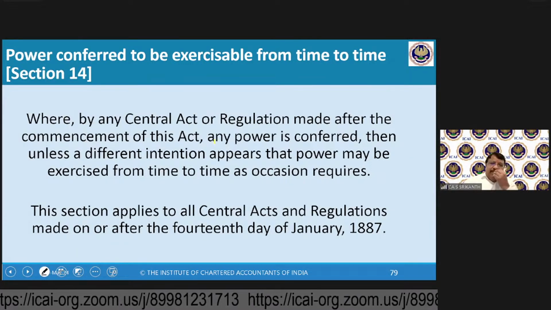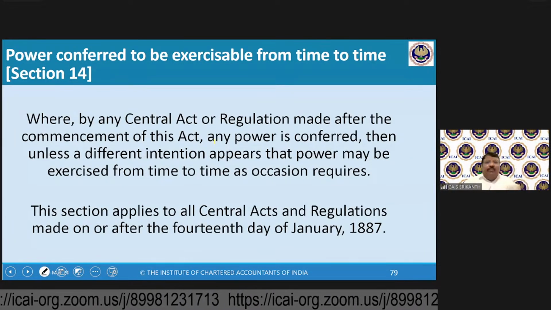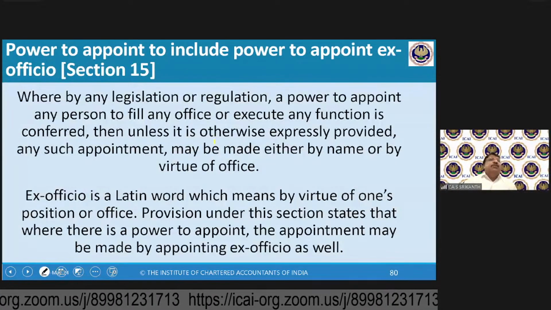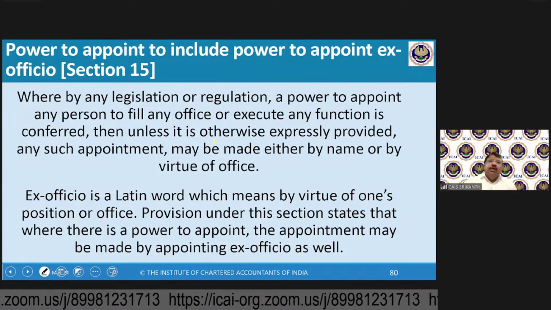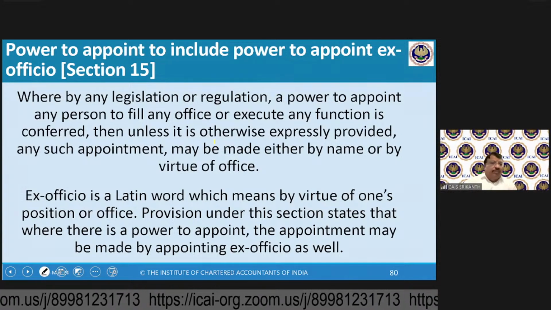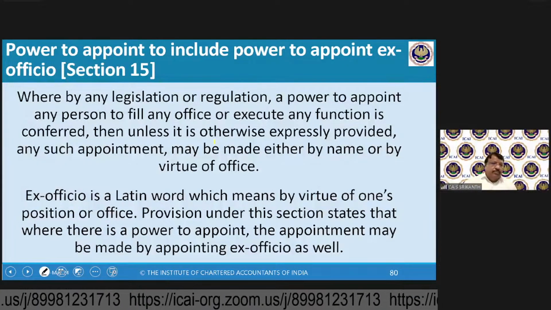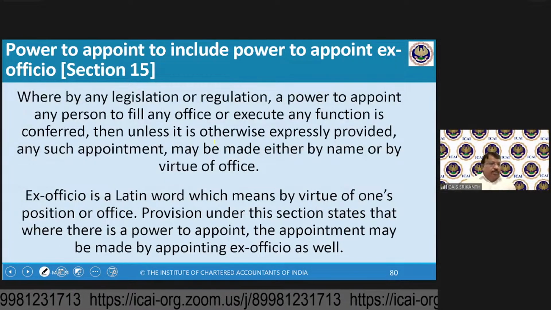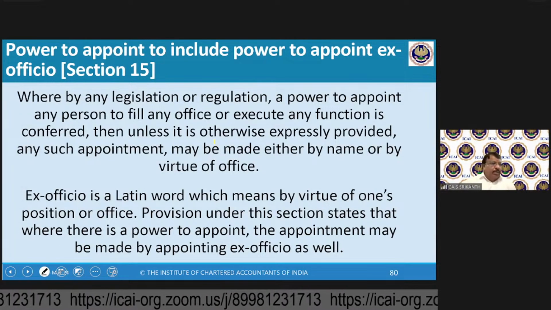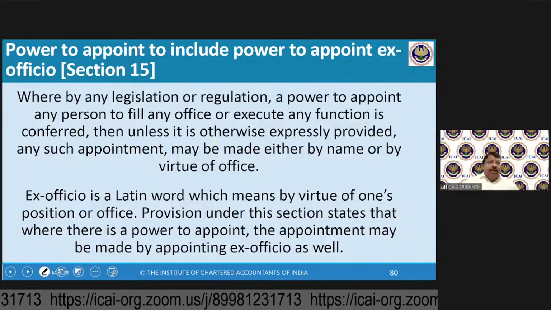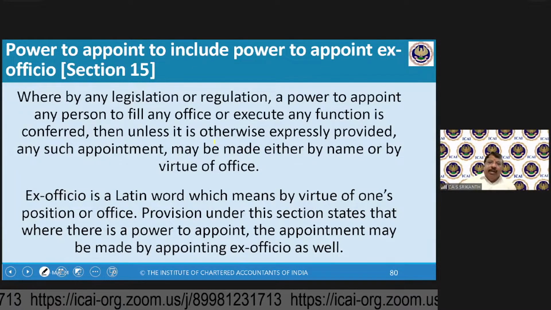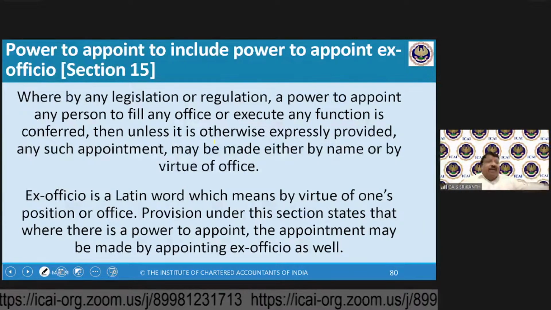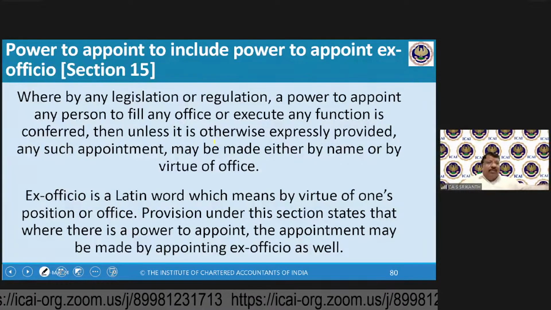Where any power is given to the central government, it can be exercised from time to time as occasion requires. Wherever there's a power to appoint, it automatically includes the power to appoint ex officio. Ex officio means so and so will become automatically, like the chief commissioner of income tax will automatically become a member of that committee. So whoever is the principal chief commissioner will automatically become the member or chairman of the committee.